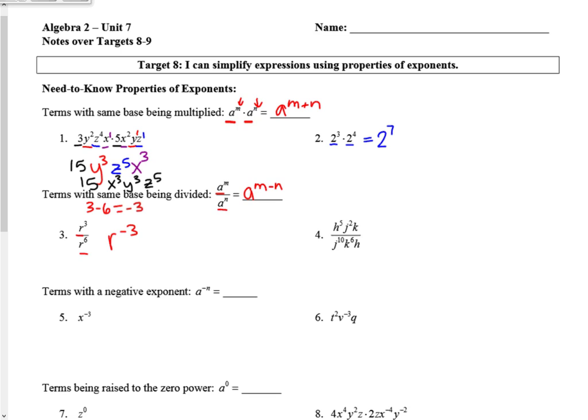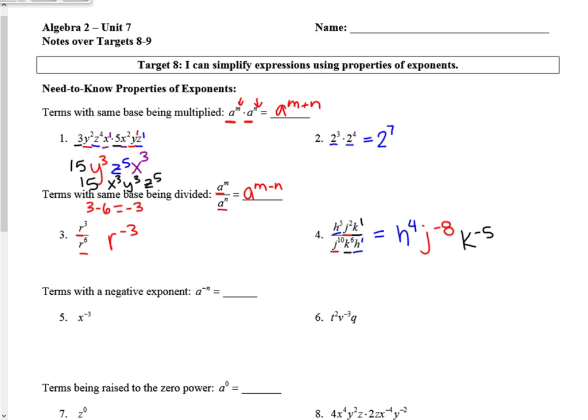Looking at number 4, we are going to do this again, but we want to make sure here, since we have different variables, that we match the variables up. So I have h to the fifth and I have h. Remember, that's to the first. So I'm going to subtract 5 minus 1 and I get h to the fourth. For the second thing, I have j squared and j to the 10th. 2 minus 10 gives me -8. Last but not least, I have k and k to the sixth. Remember, that's k to the first over k to the sixth. 1 minus 6 is -5.